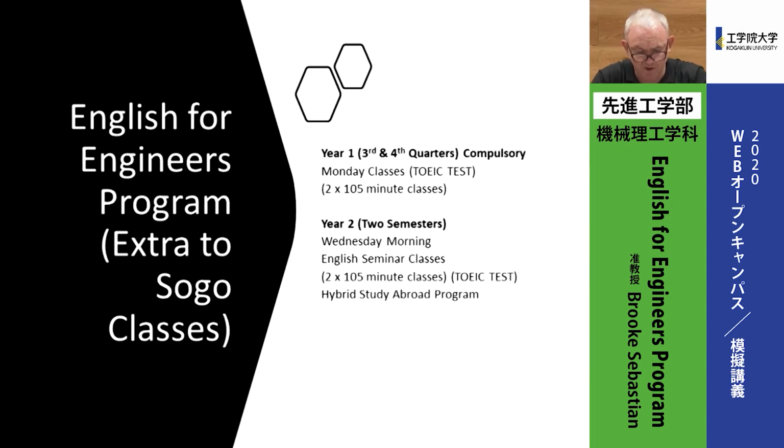Now, how do we support these language and communication skills in the department? And here is an overview of our English for Engineers program. Now, these courses are all separate to and extra from the courses in general education. In first year, we have 2 classes, compulsory classes, with a required TOEIC test. In the second year, we have 2 semesters, seminar classes, with the possibility of a hybrid study abroad program.